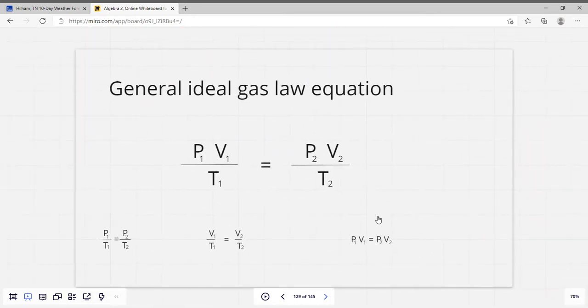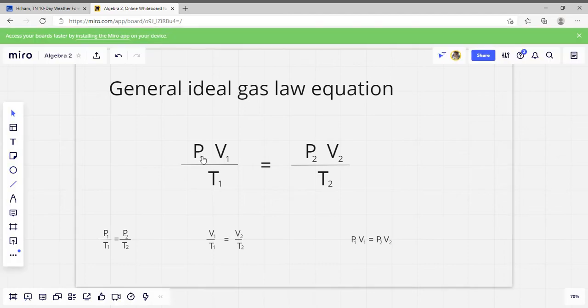Alright, so the general equation for ideal gas laws is P1 V1 over T1 equals P2 V2 over T2. What does all that mean? Well, P stands for pressure, V stands for volume, and T stands for temperature. And this is about when a gas heats up, its volume increases or the pressure increases. So these are going to be proportional to each other.